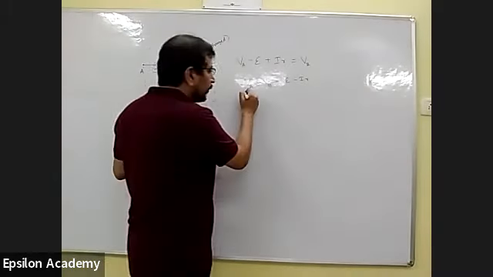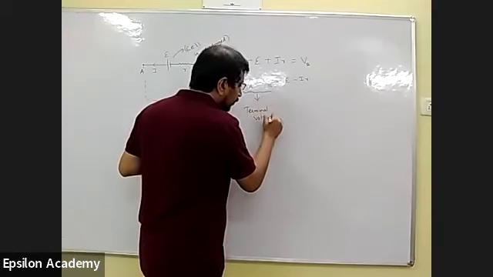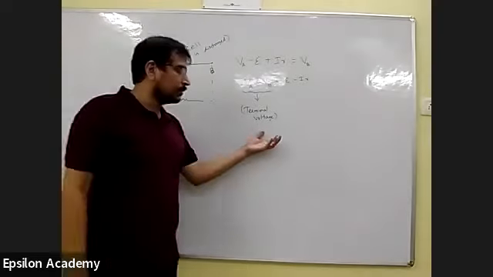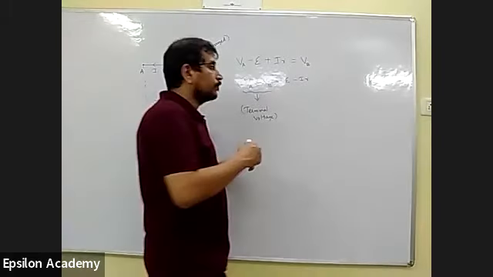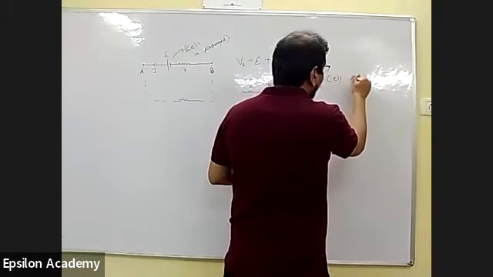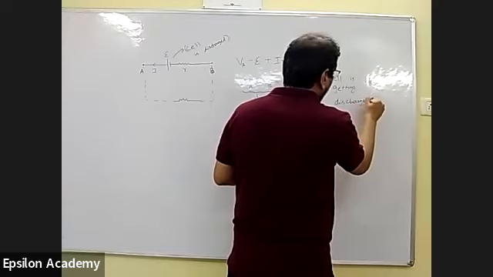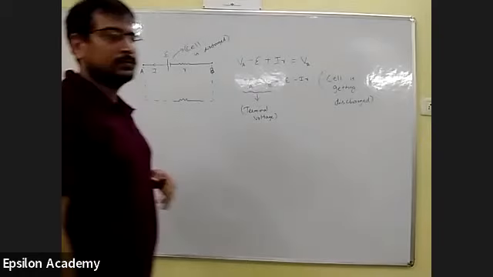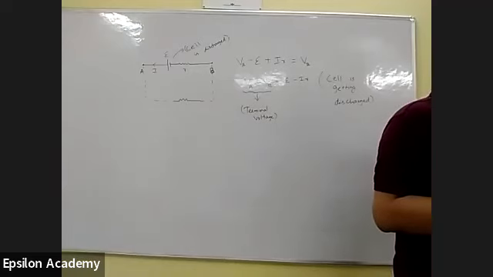And this VA minus VB is what is called the terminal voltage. So the relation between terminal voltage and EMF is: terminal voltage is equal to EMF minus I into R, but only when the cell is getting discharged. Only when the cell is getting discharged. Then here, you can open this. So this is the open condition.